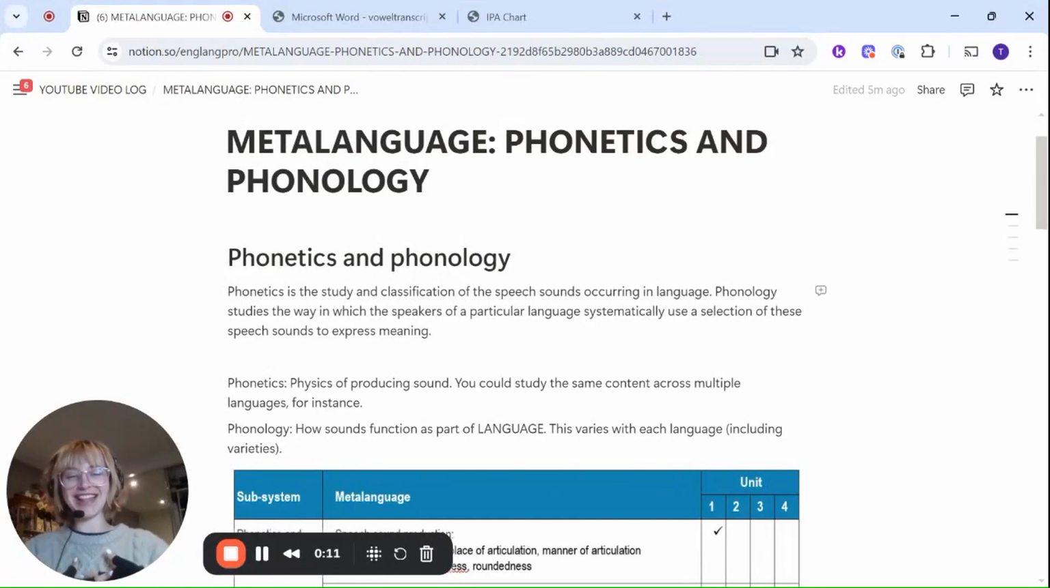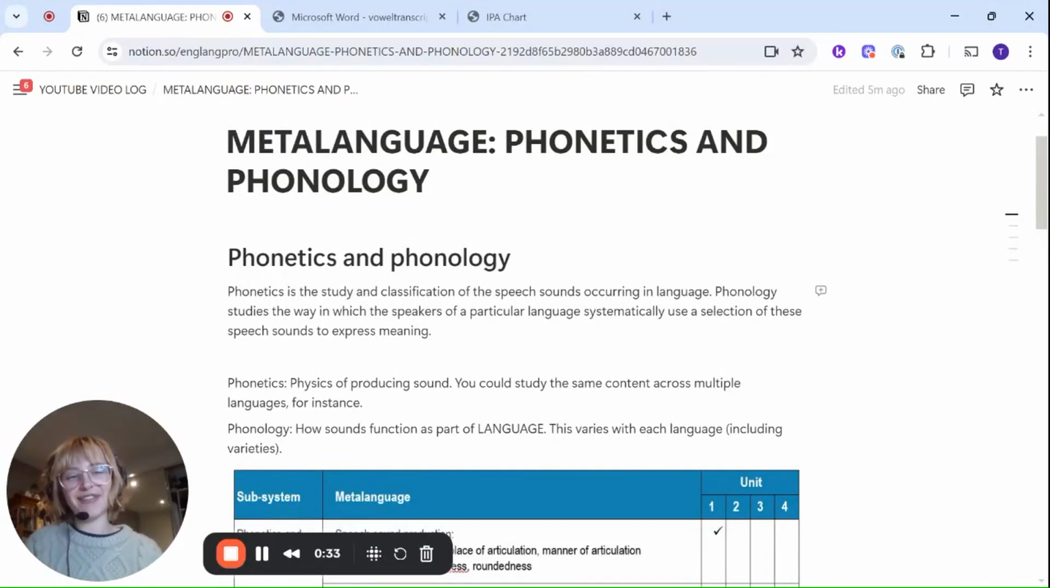My name is Tori, and today I'm going to be covering some of the very basics. So if you're going into year 10 or 11 English language, this is a great place to start: Metalanguage. English language is a wonderful, amazing subject. There are some difficult topics to get through at the very start, and then it gets even more exciting and even better than it already is with Metalanguage.